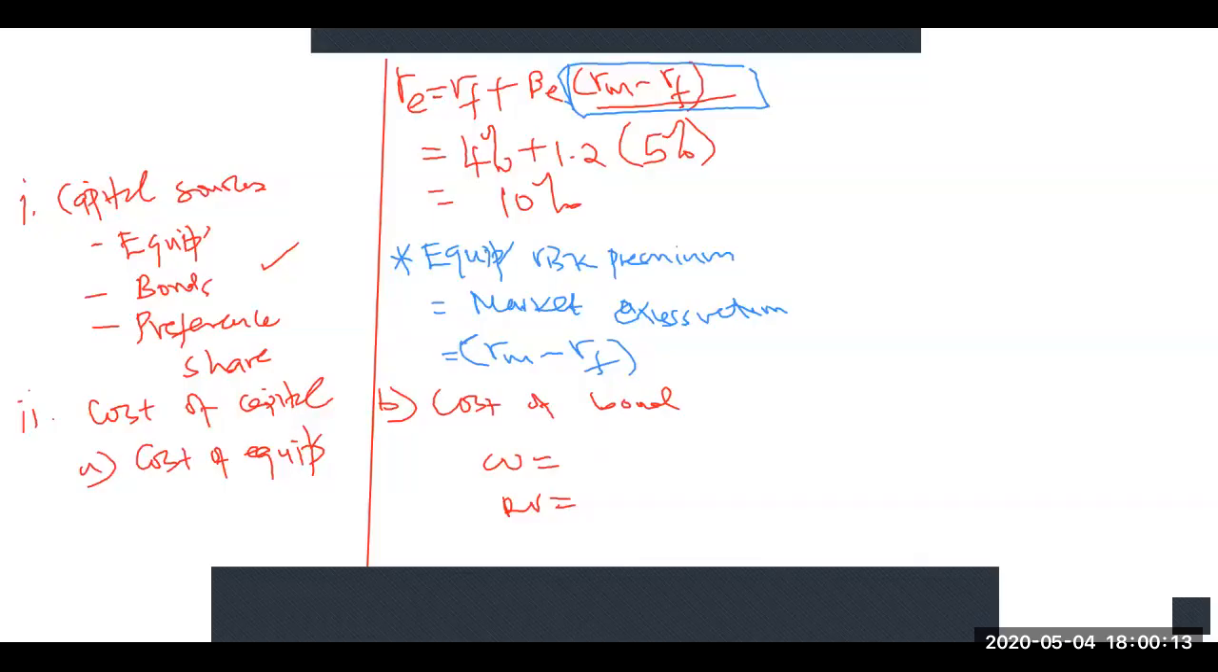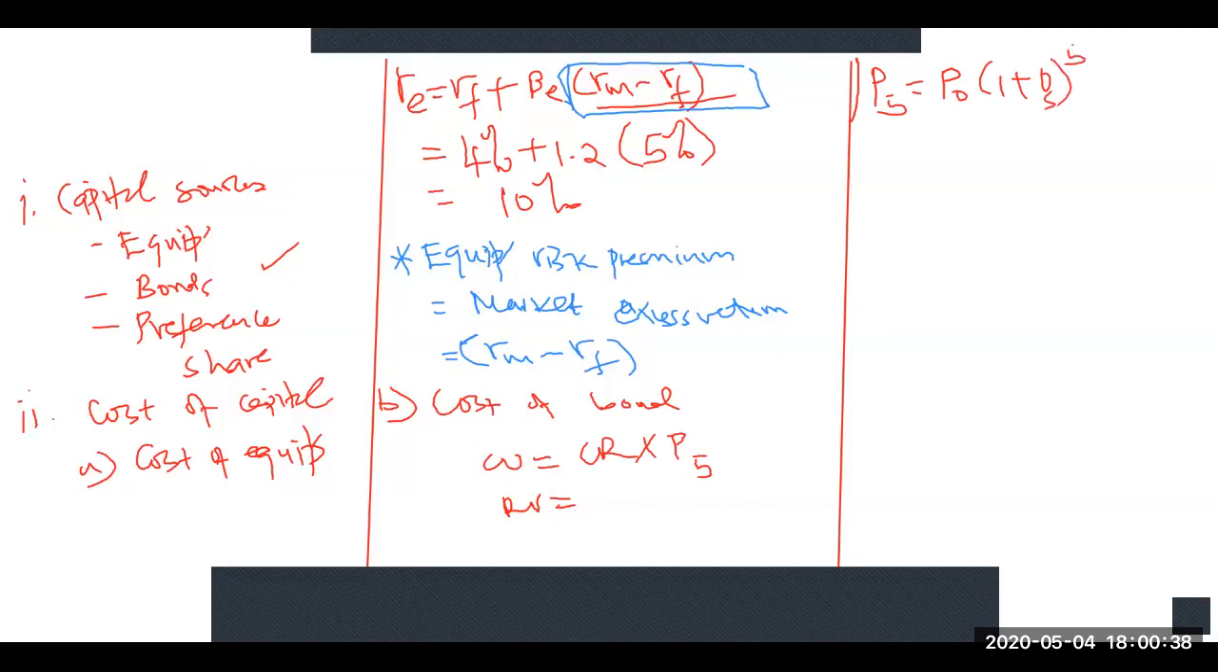The conversion value is the conversion ratio times the share price at the time of conversion. The conversion is occurring in 5 years' time, so we want to determine what the share price will be then. Therefore P5, the share price then, is P0 times (1 plus g) to the power of 5, because conversion occurs 5 years from now. The current share price is what we need to get.